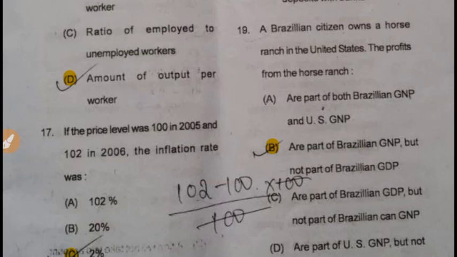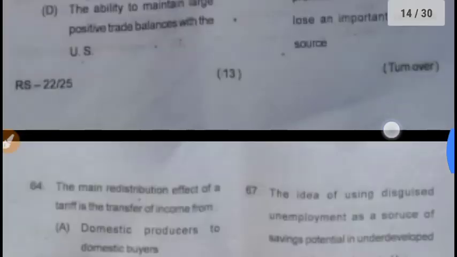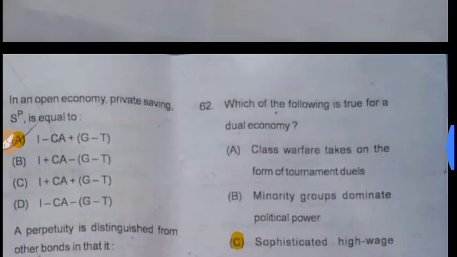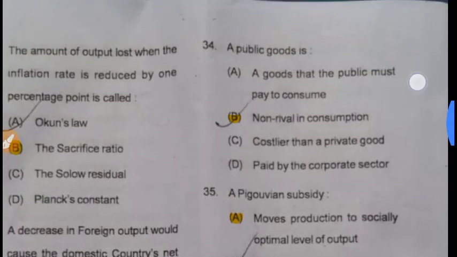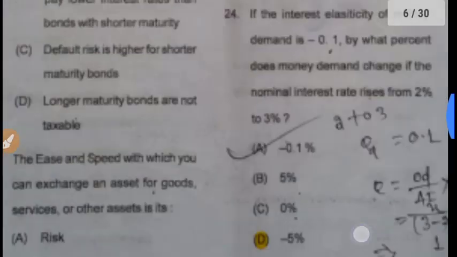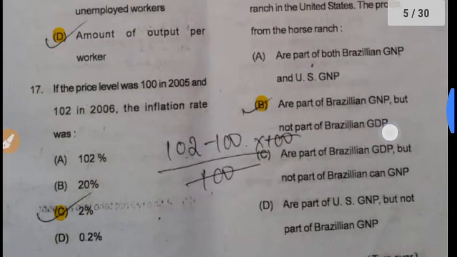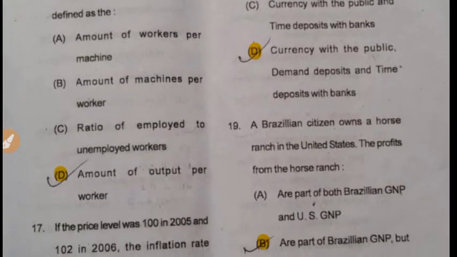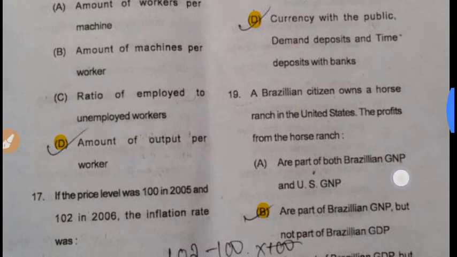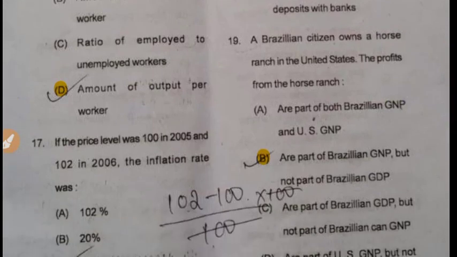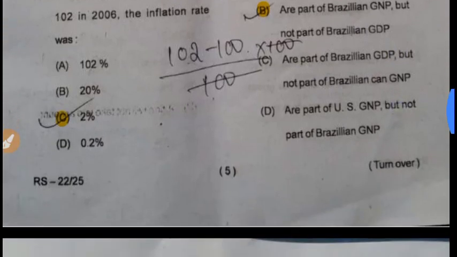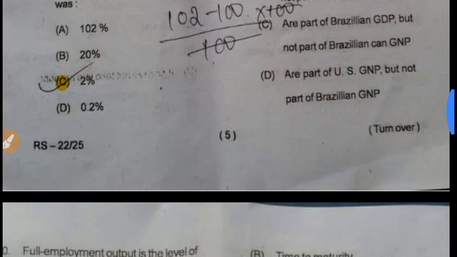This is the trick. A part of the Brazilian GNP, but not part of the Brazilian GDP. Okay. So here, the profit from the ranch is a part of Brazilian GNP but not part of the Brazilian GDP. Okay. It is not GDP. GDP means gross domestic product. It is not domestically produced.